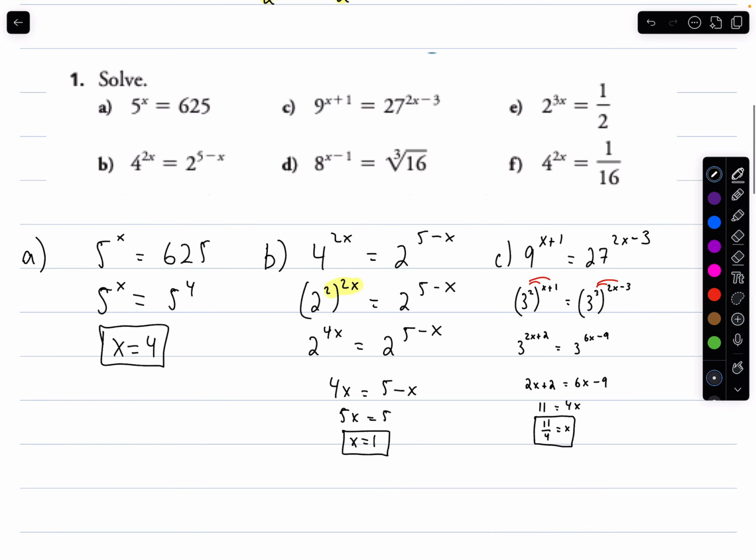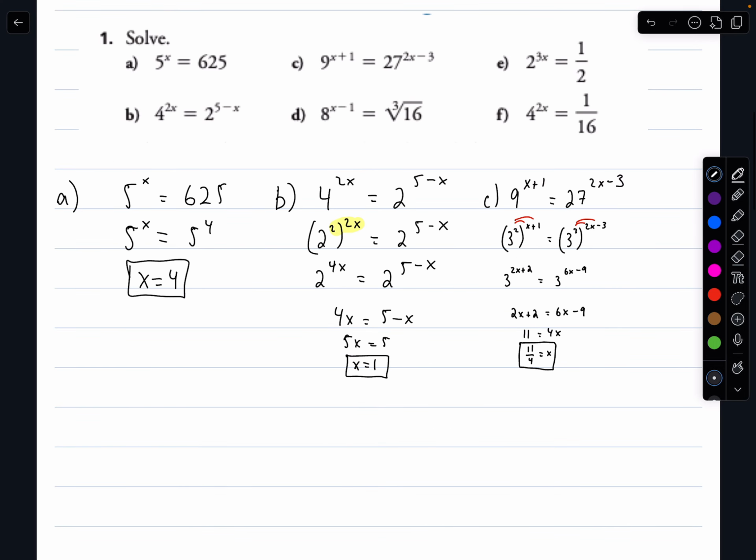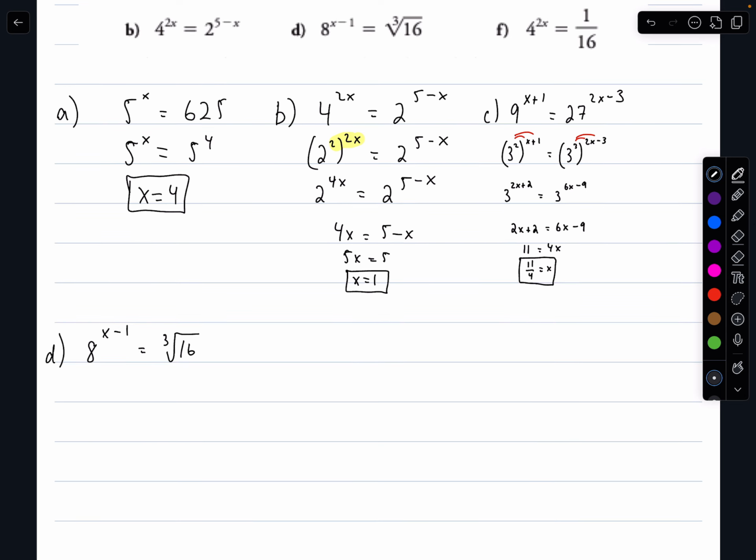Okay, let's go through question D. D is a little interesting because we have a square root added in. So first I want to get rid of the square root. So I want to make it base 2. I'll do it in 2 different steps. I'll just keep this like this, and I'm going to make this 16 to the power of 1/3.